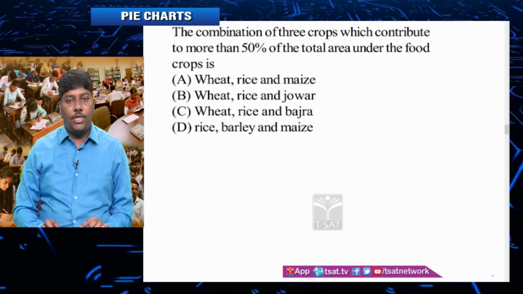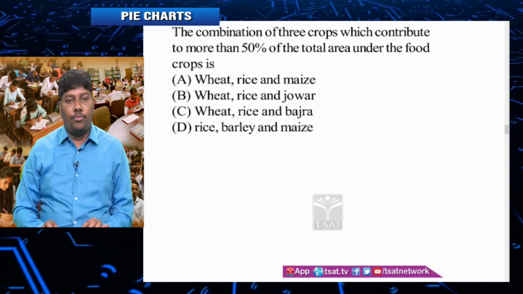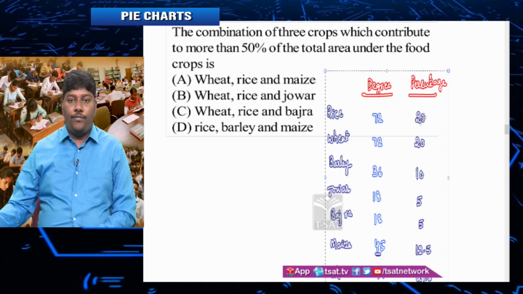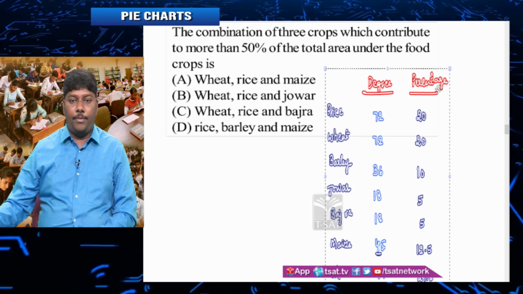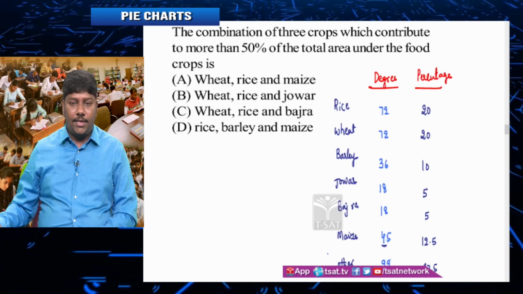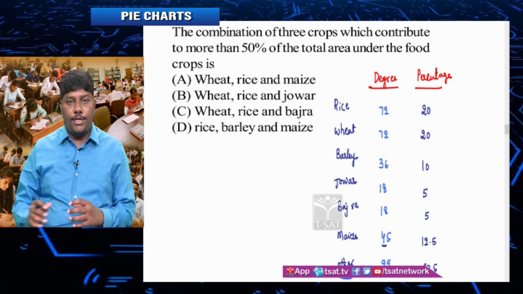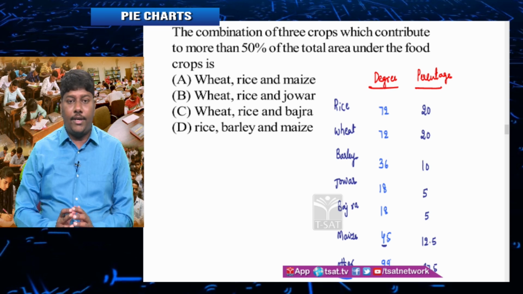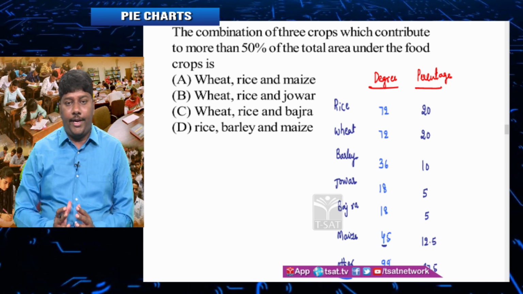Now, the combination of 3 crops which contribute to more than 50% of the total area under the food crops is, which 3 gives you more than 50%? Okay. So, he is asking you which 3. Others does not come under anything. Others includes a lot of things. Therefore, except others, look at the highly occupied areas.